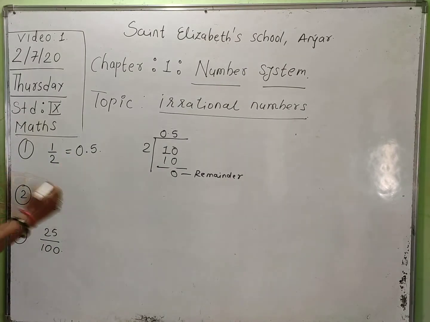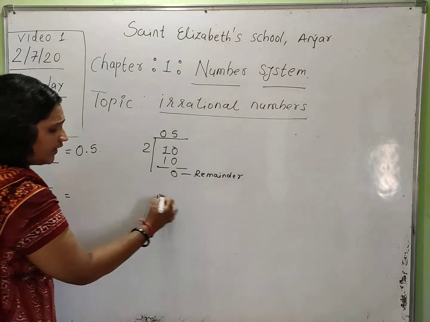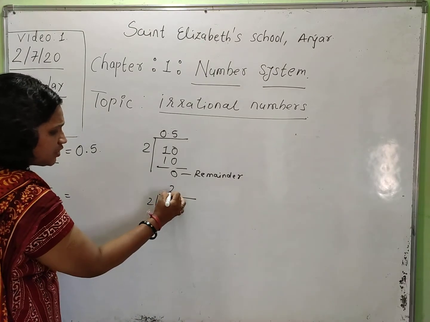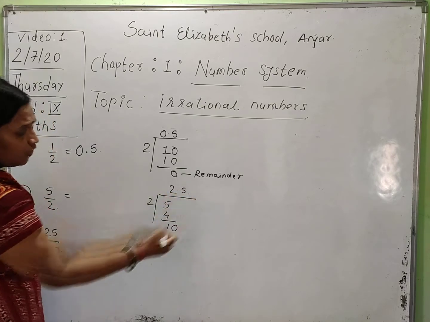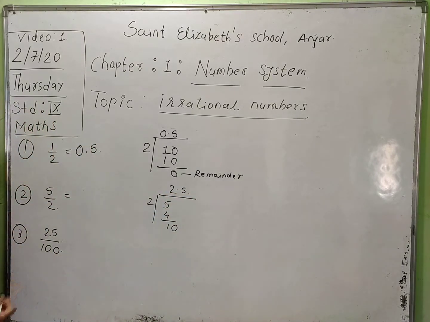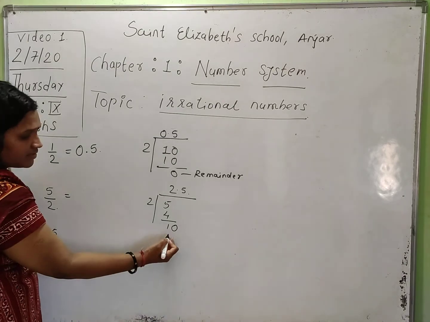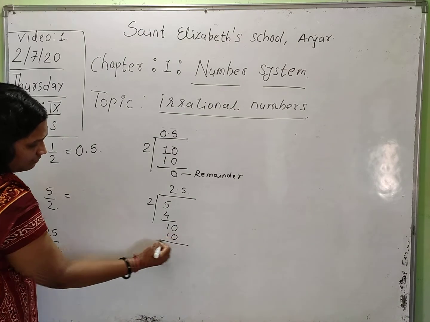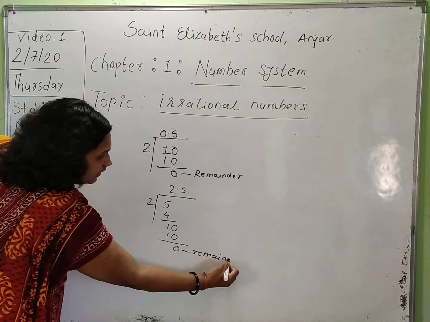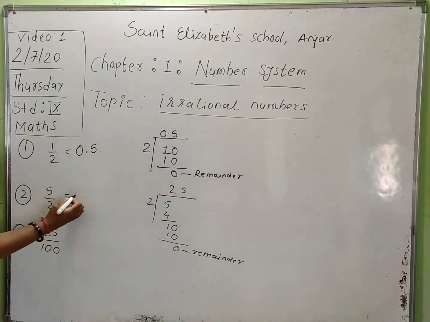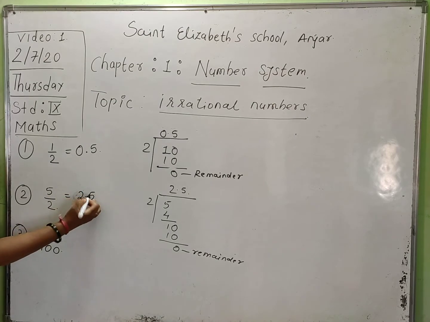Let's see another example. 5 by 2. Again when you divide it, what do you get? 2 2s are 4. 1 is left. Again you have to divide until you get 0 remainder. So again 2 5s are 10. Now the remainder comes 0. So here the division is 2.5. The answer is 2.5. Now we cannot divide as the remainder comes 0.